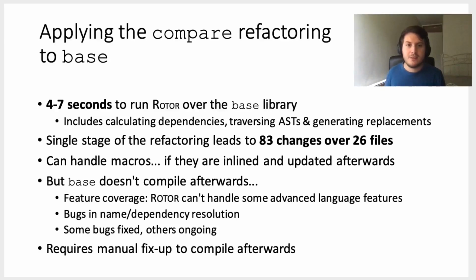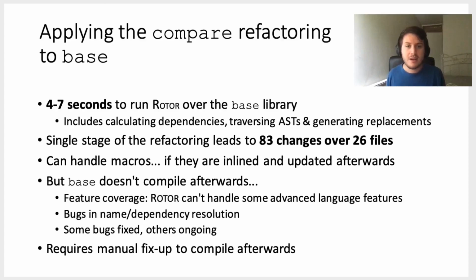So here are some results about us applying the compare refactoring to the Jane Street base library. It takes a few seconds to run any Rotor refactoring over this library. This time is mostly taken by calculating dependencies, and it also includes visiting the AST and generating the correct replacement. Since they are all dependent on each other, a single refactoring that renames a compare function in base leads to 83 changes over 26 different files.